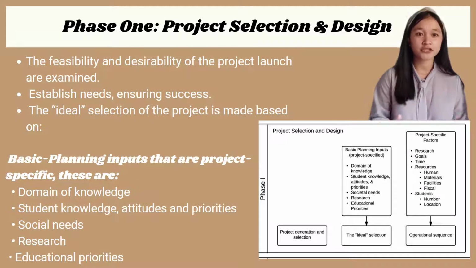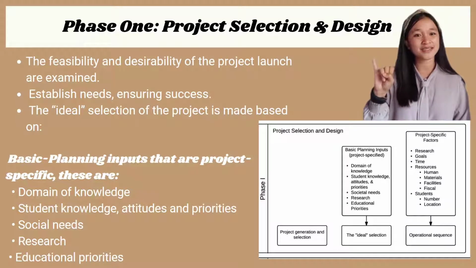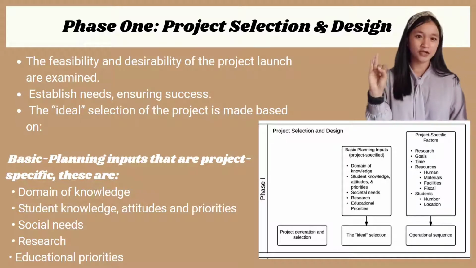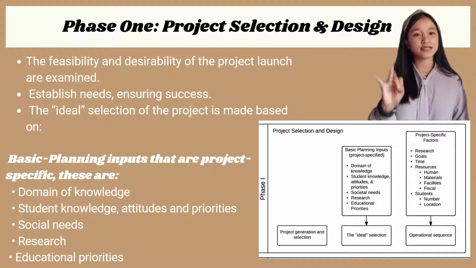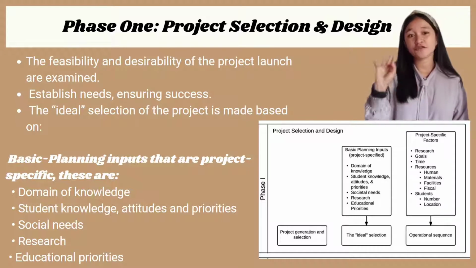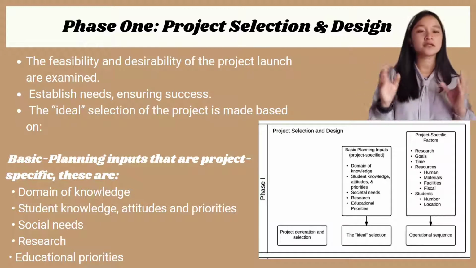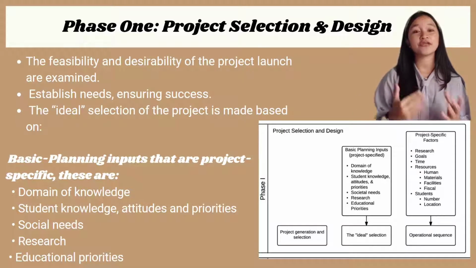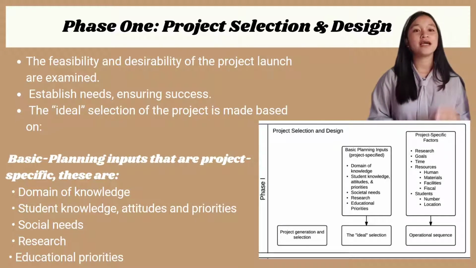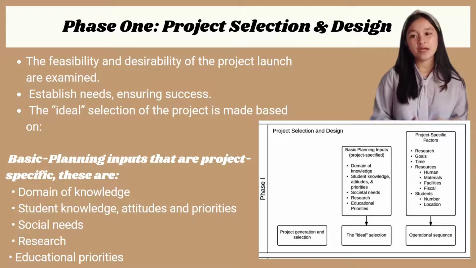Now, what are those project specific inputs? The first one is the domain of knowledge. The second one is the student knowledge, attitudes, and priorities. The third one is the social needs. The fourth one is research. And the last but not the least is the educational priorities. Now, those are the things to consider in phase 1, namely project selection and design.